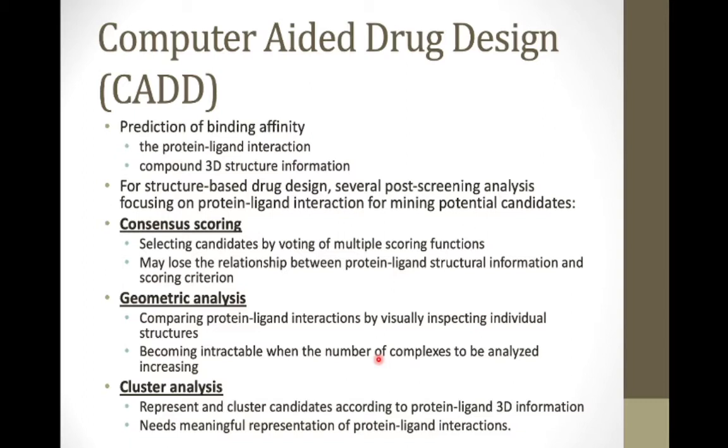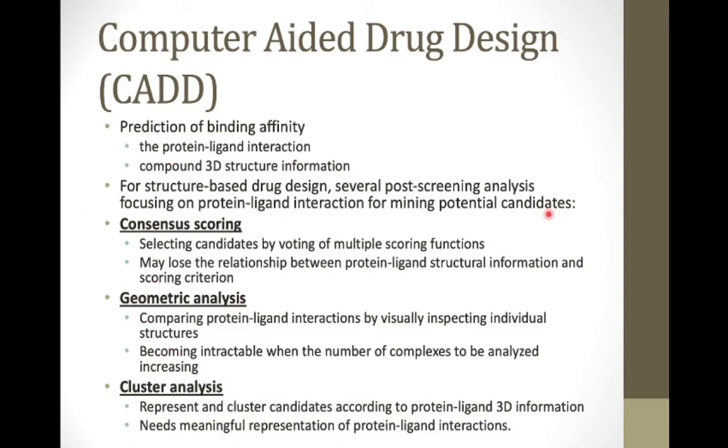So looking at computer-aided drug design, CAD, this is essentially the prediction of the binding affinity. But in order to overcome an insufficient prediction of the binding affinity, this can be calculated by recent scoring functions. The protein-ligand interaction and the compound 3D structure information are used in this analysis. For structure-based drug design, several post-screening analyses focusing on protein-ligand interaction, should we say, have been developed to improve the enrichment and also for mining potential candidates.